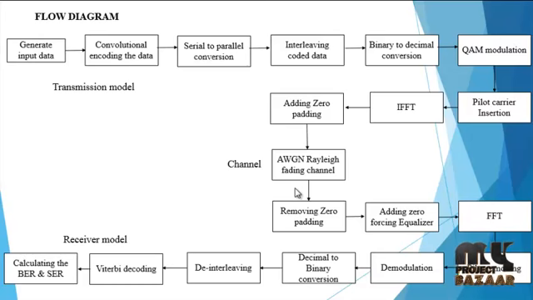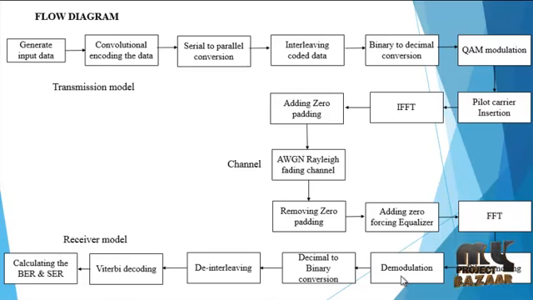Compared to the Gaussian fading channel, the Rayleigh channel should be efficient as well, and the channel should give clarity and high accuracy. In the receiver model, we remove the zero padding, and all the processes are the inverse of the transmission model. After removing the ZP, we add the zero forcing equalizer, that is the ZF equalizer, and then the FFT. In the transmission model we use the IFFT process, and in the receiver model we use the FFT process. Then the pilot removal is done.